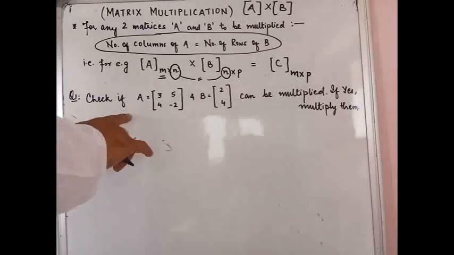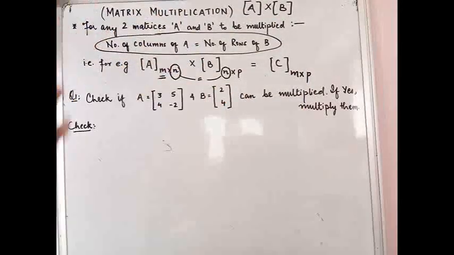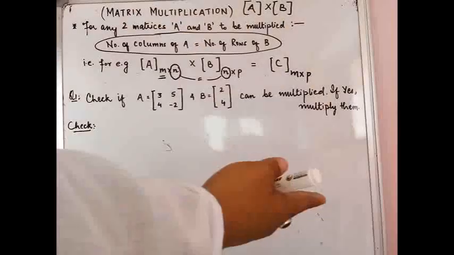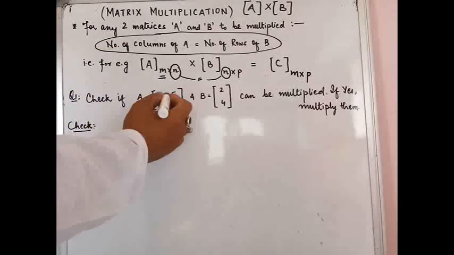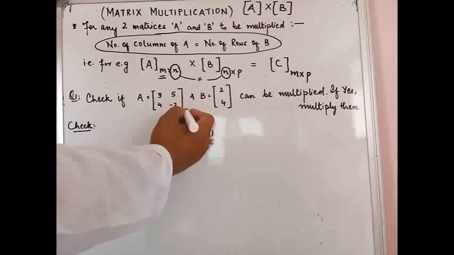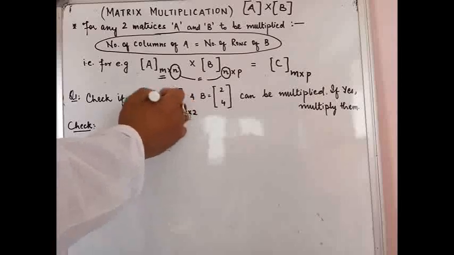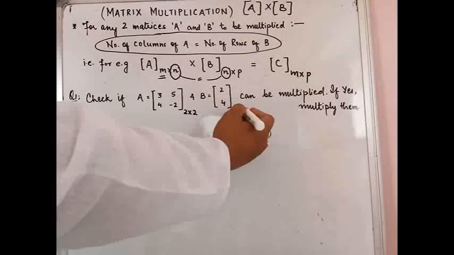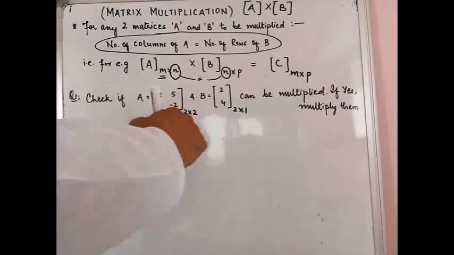Check if matrix A and matrix B can be multiplied. That's the first part. If yes, that is, if they can be multiplied, multiply them and get an answer. Let us first check the order of the first matrix. The order of the first matrix is 2 by 2: there are 2 rows and 2 columns. Similarly, over here you have 2 rows, but only 1 column. So these are the orders.